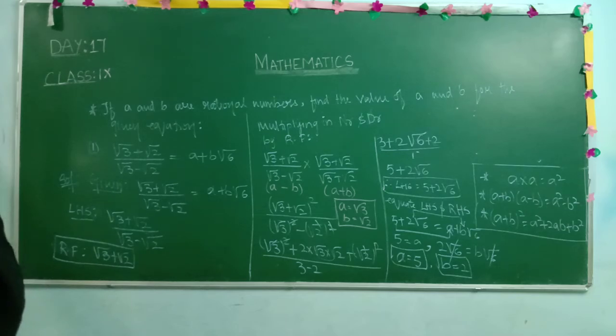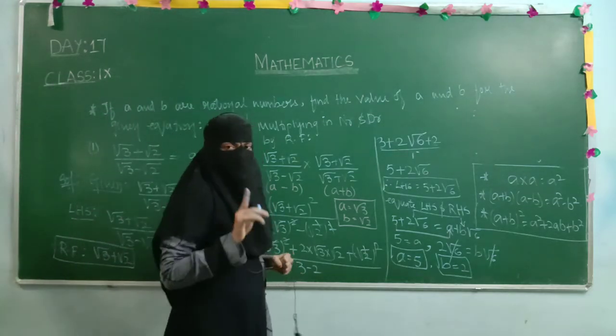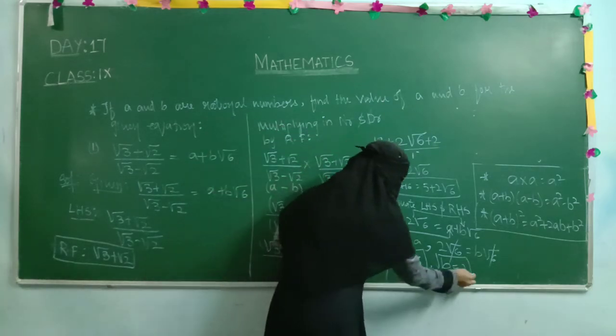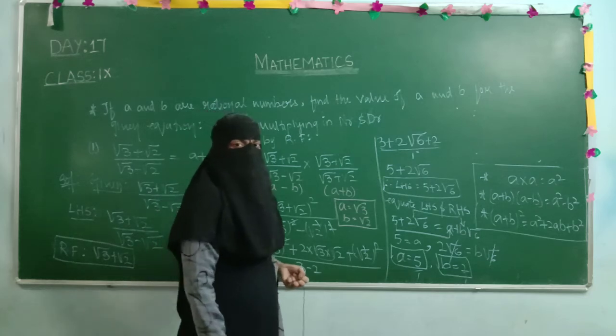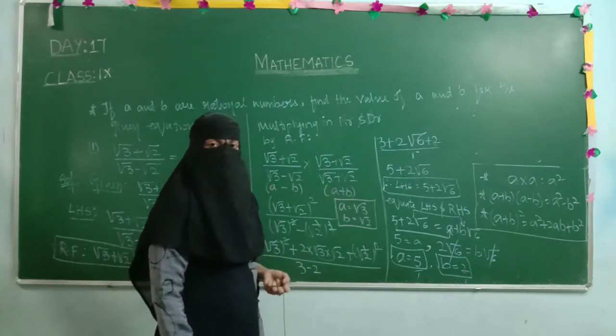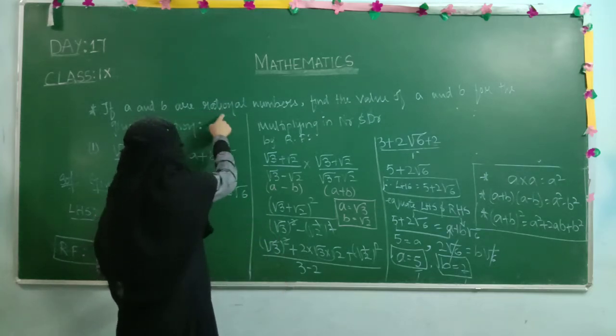Are they rational numbers? Yes. Why are they rational numbers? They are not in the form of p by q. Yes, exactly. Because every number has a denominator of 1. So if you write this by 1 and by 1, now they are in the form of p by q. Any number which is in the form of p by q is considered a rational number. So here also in the question it is given that A and B are rational numbers.